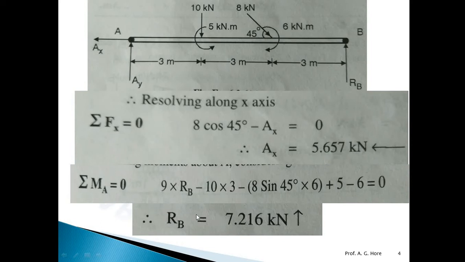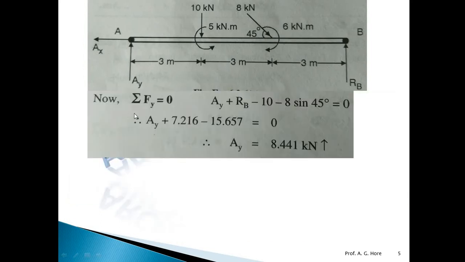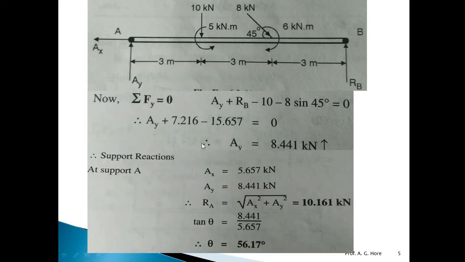Then apply the last condition, summation Fy equal to 0. AY minus 10 minus 8 sin 45 plus RB. Here put this RB value from equation number 1, simplify that and we will get AY. So likewise we have found AY, AX and RB.